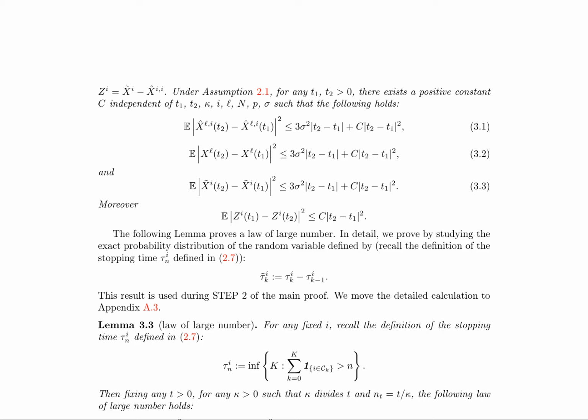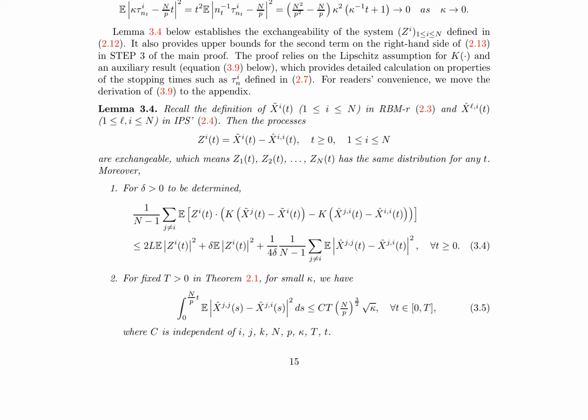The paper discusses the exchangeability of a system, Z_i for i equals 1 to n, which is defined in RBM-r and IPS. It also provides upper bounds for the second term on the right-hand side of equation 2.13 in step 3 of the main proof. The exchangeability of Z is proven using the Lipschitz condition of K in assumption 2.1 and an auxiliary result, equation 3.9, which provides detailed calculations on properties of the stopping times such as tau_i defined in 2.7. Moreover, the paper presents a law of large numbers, as shown in Lemma 3.3. This result is used during step 2 of the main proof. The detailed calculation is moved to Appendix A.3 for convenience of readers.